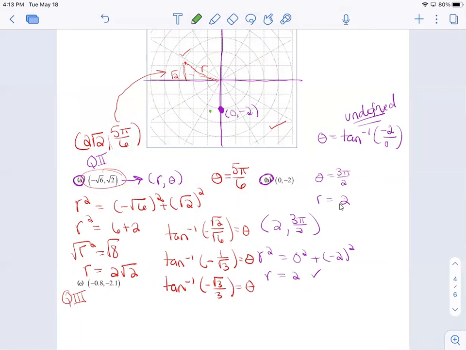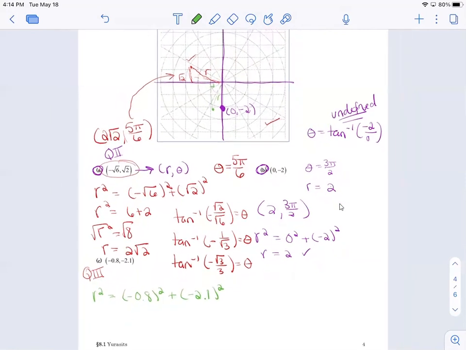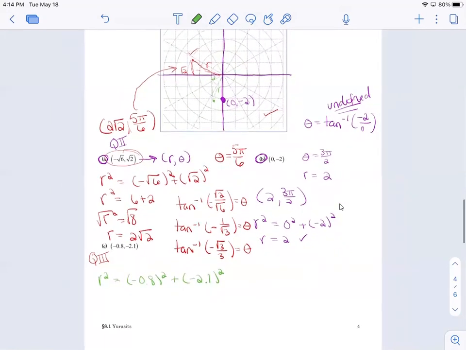Well, we can create a triangle. Why I love this class so much. And I can figure out that r. So r squared equals negative 0.8 squared plus negative 2.1 squared. Now these are decimals. You're going to have to use a calculator. There's no way you can't. It will be clear whenever you're being tested on when you can and when you can't.